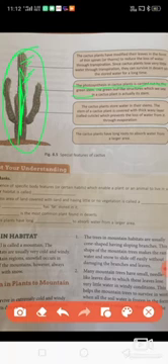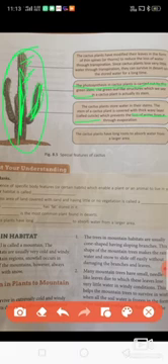Now, in the stem, there is a thick waxy layer called cuticle. This is a very shiny stem. So there is a layer of cuticle which is very shiny. So why is it shiny? Because it prevents evaporation, the loss of water.